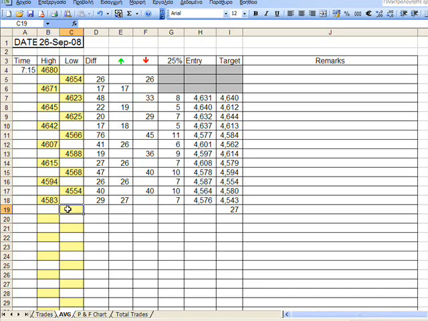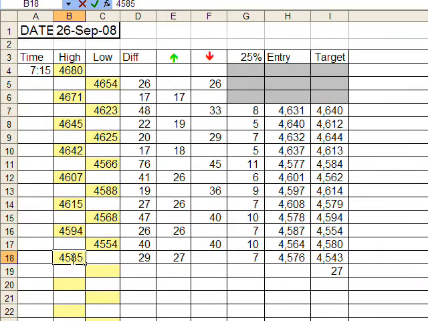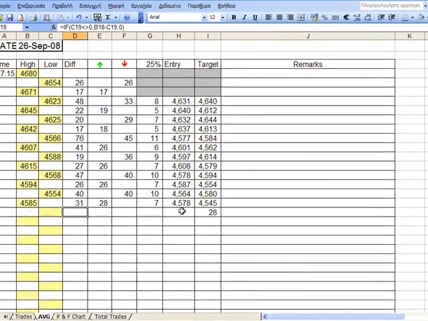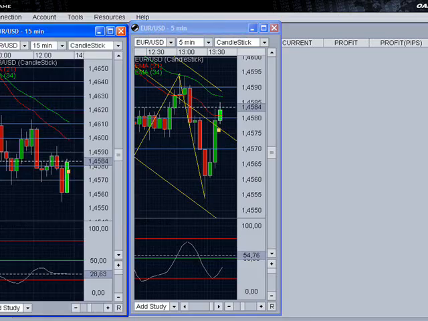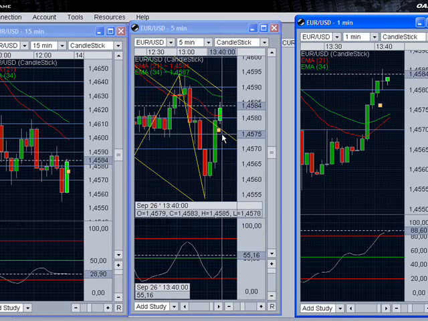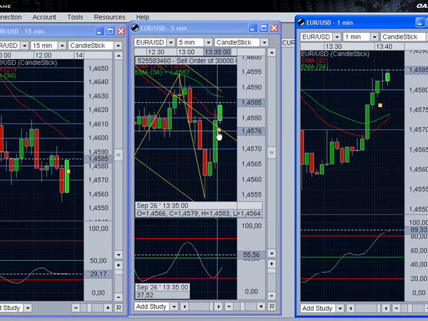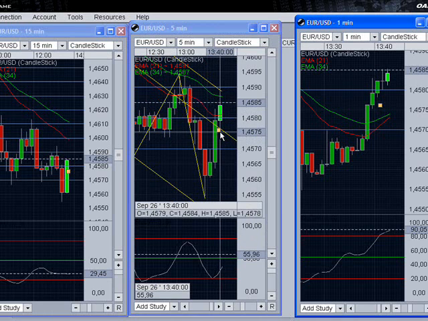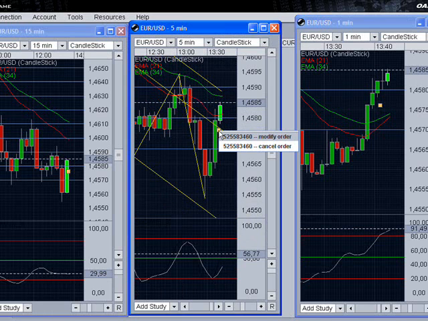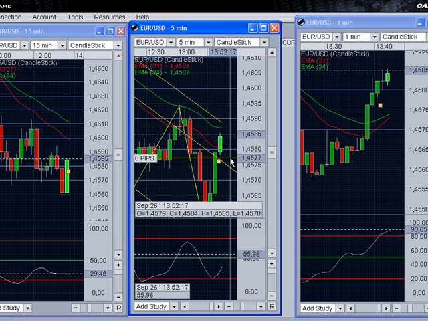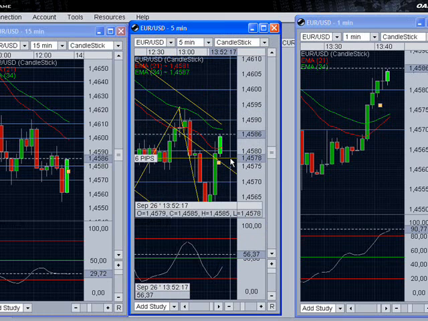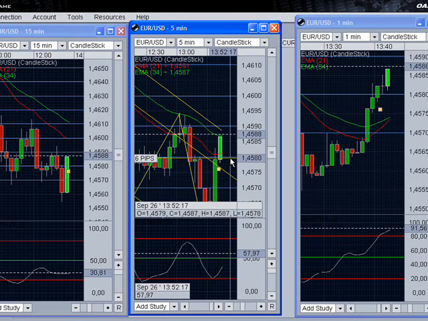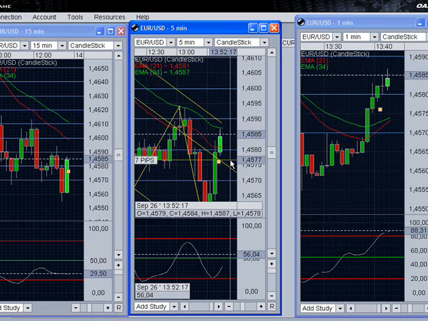I can readjust this. 45.85. So now my entry point is at 45.78. If I want to change this, I can do it by right clicking on the order, so I can modify the order and then put it at 45.77. Anyway, I will have to change it because the price is going higher and higher.